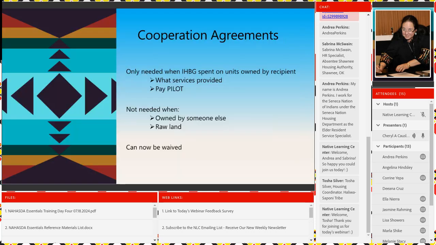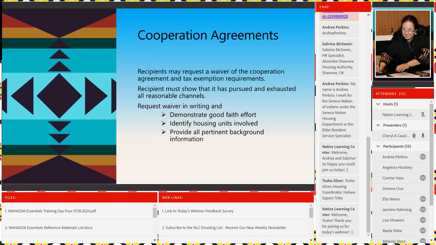Cooperation agreements only needed when block grant funds are spent on units owned by recipient. What services are provided? You can pay the payment in lieu of taxes, not needed when it's owned by somebody else or it's raw land. It can now be waived, but they don't like to. So you can request a waiver of the cooperation agreement and tax exemption requirements. You have to show that you have pursued and exhausted all reasonable channels. Request the waiver in writing, demonstrate your good faith effort, identify the housing units involved, provide all pertinent background information.